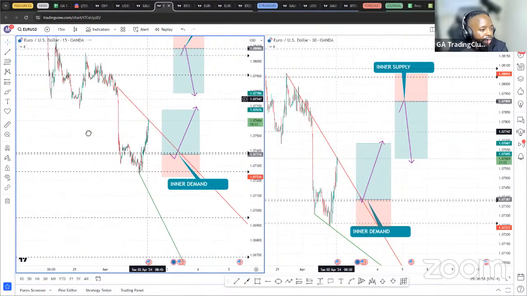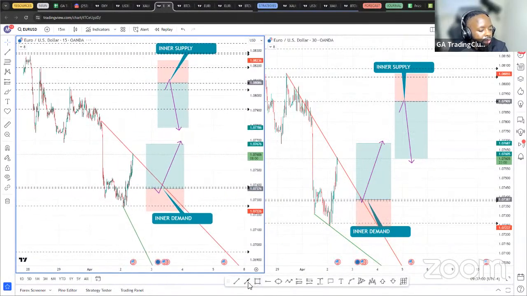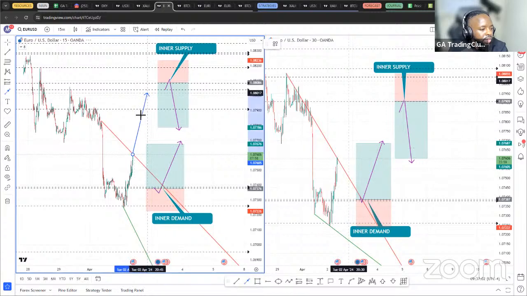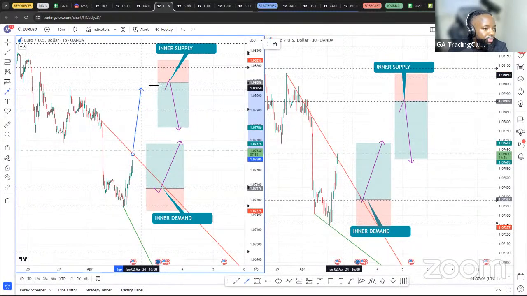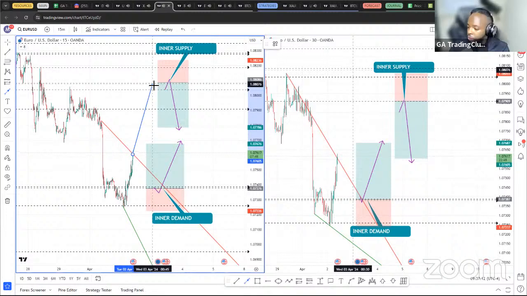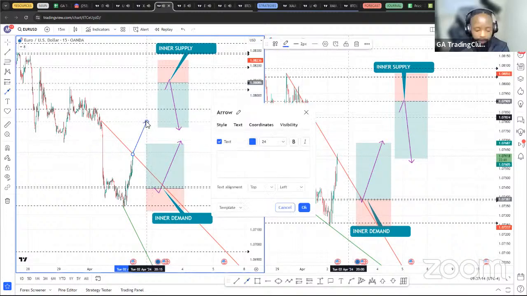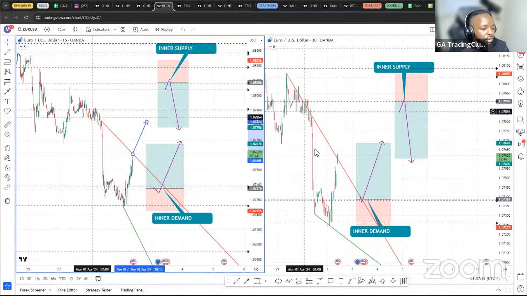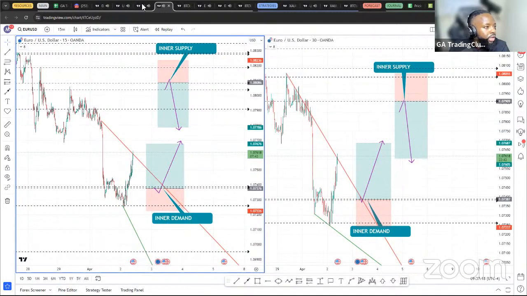EU, I've already gone over it. So EU looks like it is going to complete structure. If we look at structure, I don't see any sellers step in. The first place for sellers to step in would be 1.079. The other place would be 1.0806, and I think that's an alert for gold. I don't think it's on.